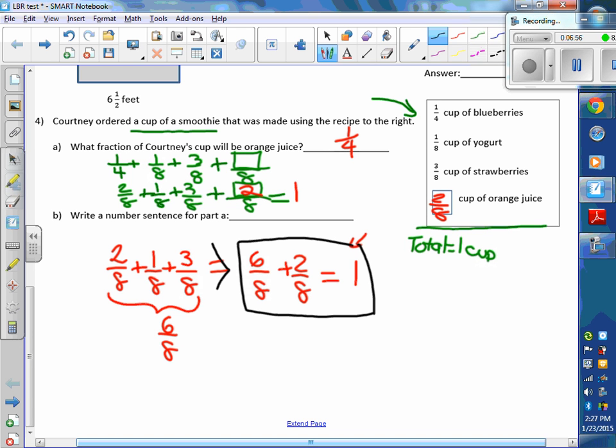No, because what would have worked is 1 minus 1/4 plus 1/8 plus 3/8. The 1 has to come first. Does that make sense? Neve?